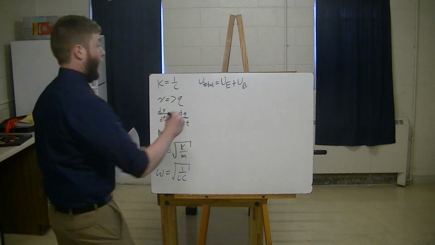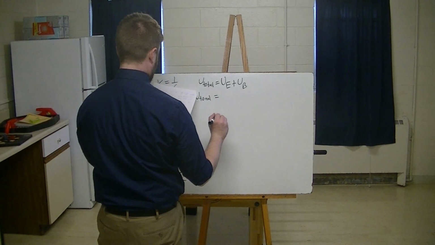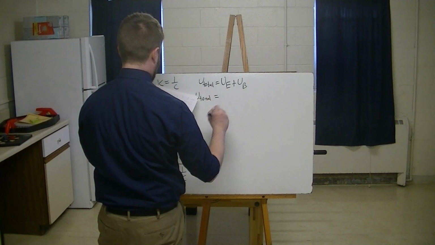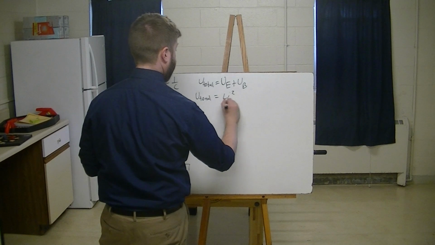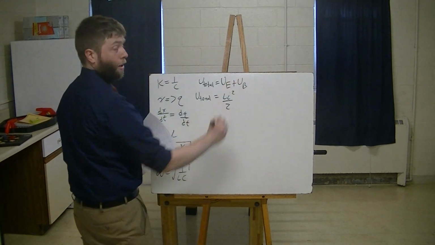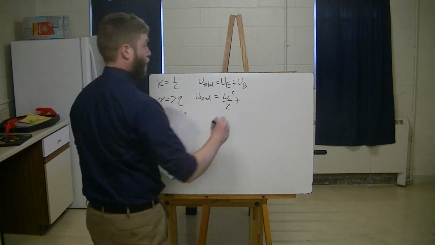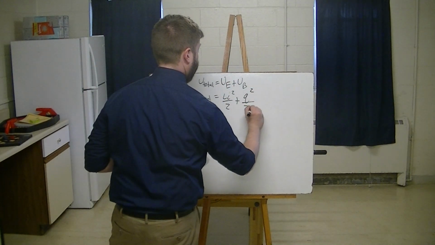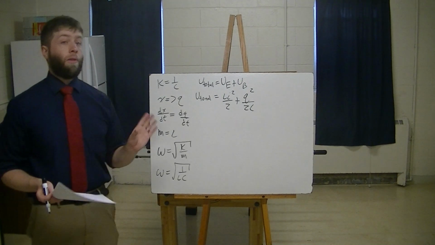Okay? So that is going to be rewritten as U total is equal to, I should keep everything in order just to make my life easier, L I squared over 2. So that's the energy inside the inductor, plus the energy inside the capacitor, which is Q squared over 2C. Okay? Now, I'm going to do something crazy here.